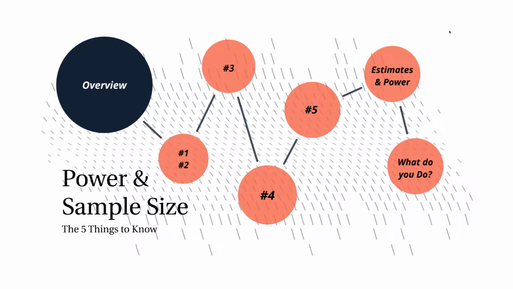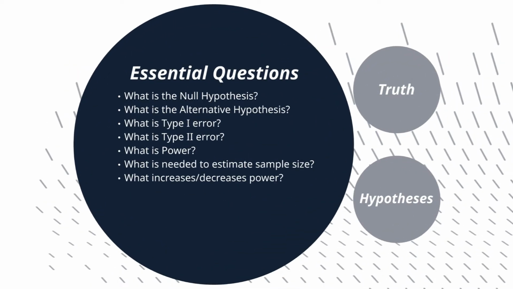Power and sample size estimation, the 5 things that you need to know. What are the essential questions? Well, you need to be able to define the null and alternative hypotheses. You need to be able to define type 1 and type 2 error. What is power? What is needed to estimate sample size? And what increases or decreases power?